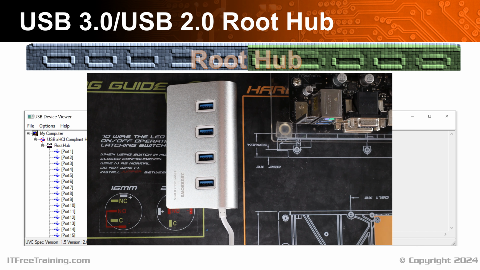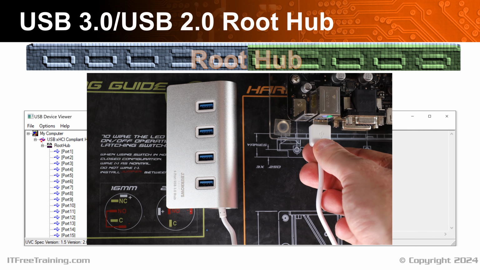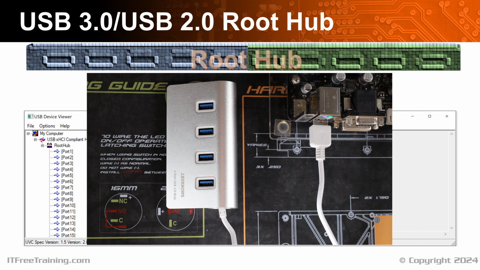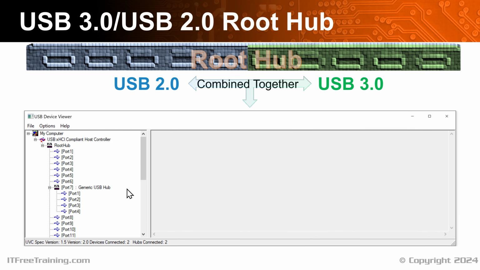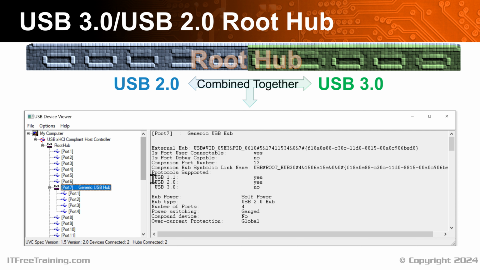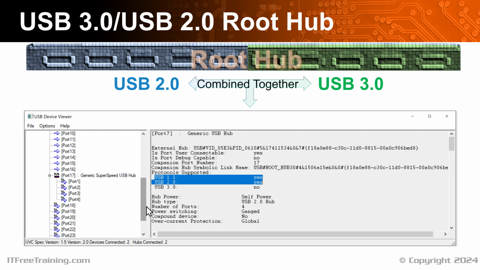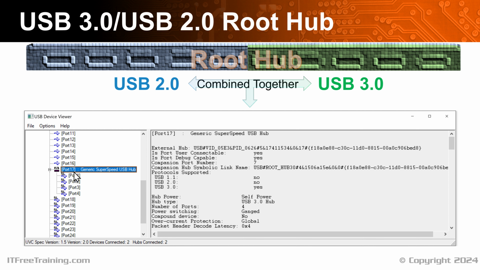To understand this a little bit better, I'll plug a USB 3 hub into my computer. This is a standard USB 3 4-port hub. Once plugged in, I'll have a look at USB view to see what has occurred. You'll notice that the USB hub has been detected. On the right-hand side, the reported protocols supported are USB 1.1 and USB 2. When I scroll down, notice a second USB hub has been detected. This USB hub supports USB 3 only. Thus, you can understand how USB 2 and USB 3 are both supported. Essentially, they are traveling over different wires to different ports in the root hub.